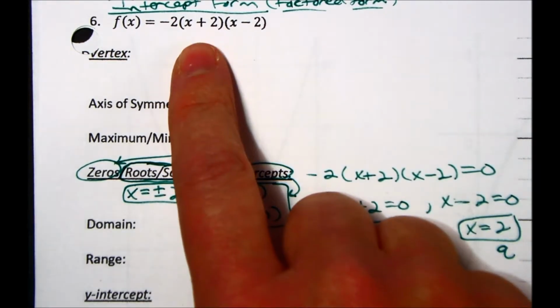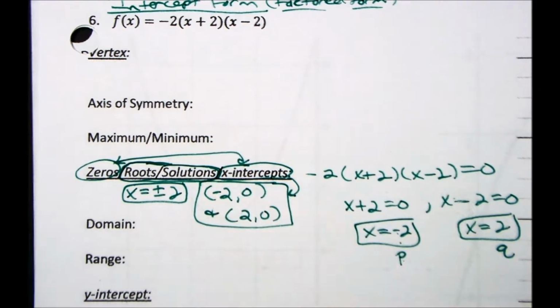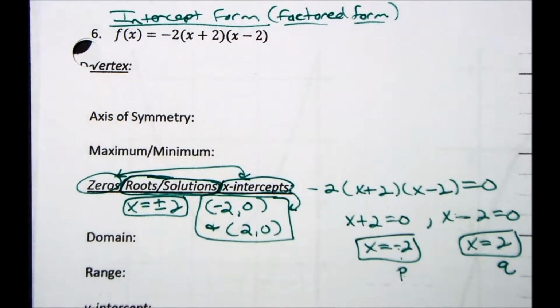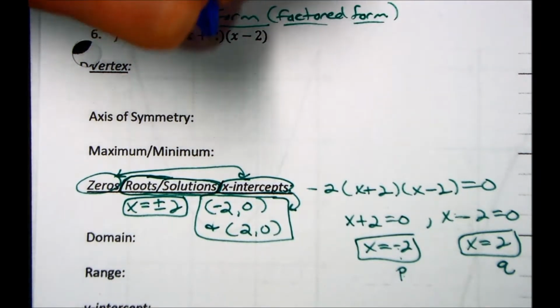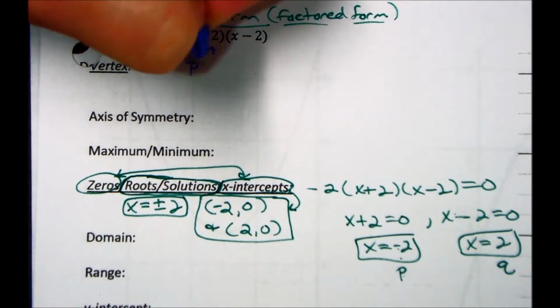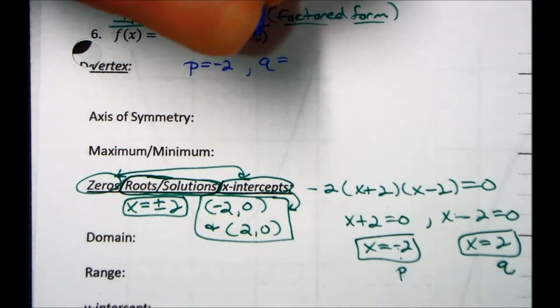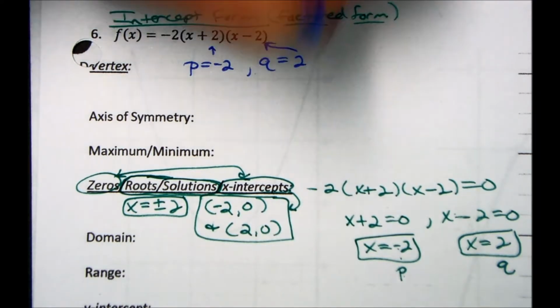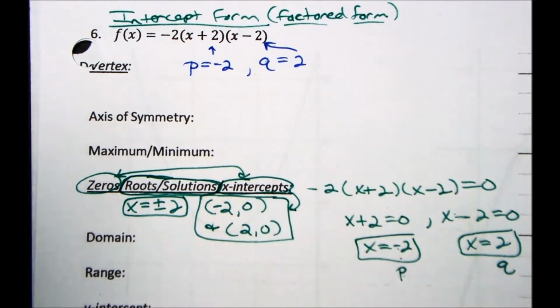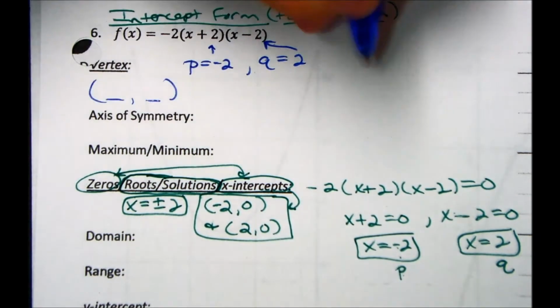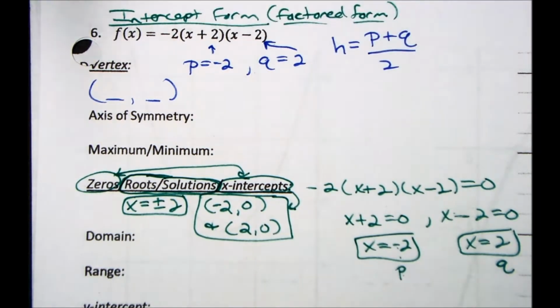So the p and q, the x-intercepts, are pretty easy to find when it's in factored form. The vertex, however, you have to take, so p, like we said earlier, is actually equal to the opposite of this, negative 2. Q is actually equal to the opposite of this, which is positive 2. So if you want to find the x-coordinate of the vertex, which we call h, h equals p plus q divided by 2.